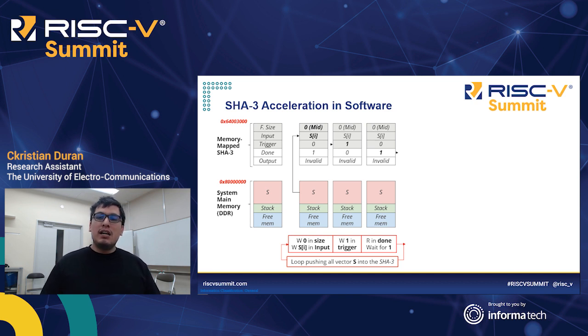To hash the S, we first divide data into 64-bit chunks that the IP supports. Every piece is pushed through the input register. For each data pushed into the SHA-3, we trigger the SHA-3 calculation process. And so sequentially, we wait for the done flag. And the programmer just needs to repeat this for the possible length of the S until less than 64 bits of memory remain.